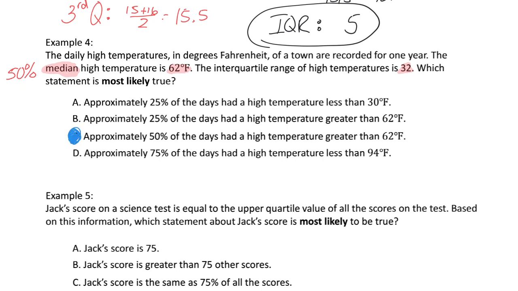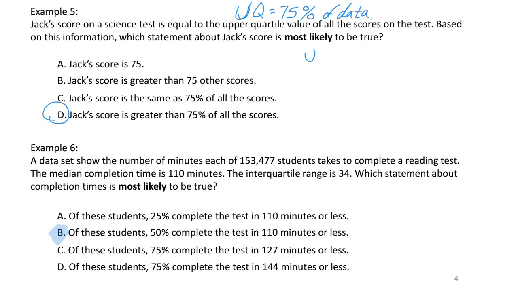Okay, so I want you to take a moment and try 5 and 6. When you're done, check your answer. Okay, so upper quartile is about 75% of that data. So we're saying Jack's score is greater than 75% of those students because he's on the upper quartile. Example 6 should be B. That's saying 50% complete their test in 110 minutes, and that's because the median is 110. Okay, so get started on your 2 activities now.